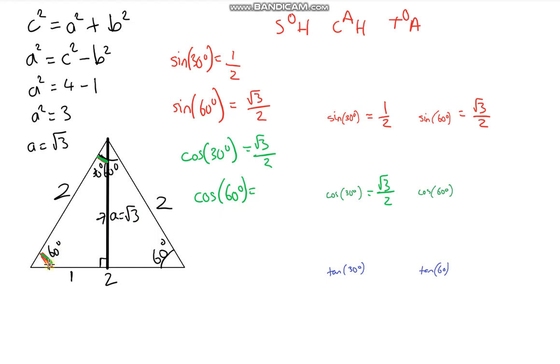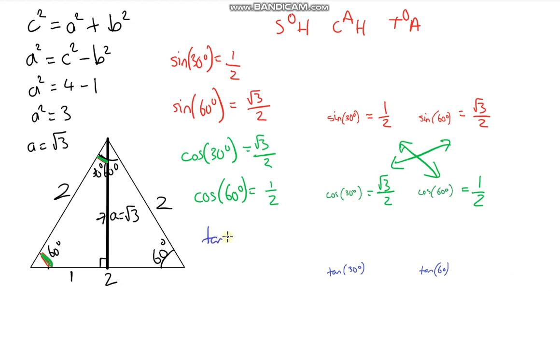Now if we look at the cosine of 60 degrees, this time from the 60 degree angle, cosine is adjacent, which is 1, over hypotenuse, which is 2. So 1 over 2, which is a half. And again, we can hopefully see a pattern here.